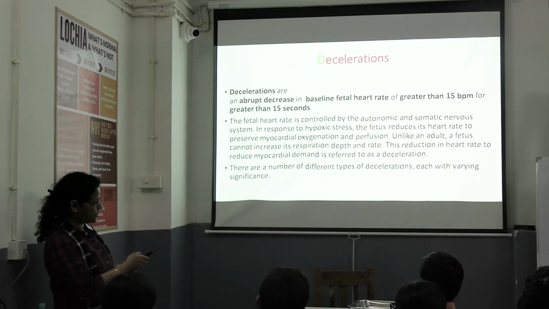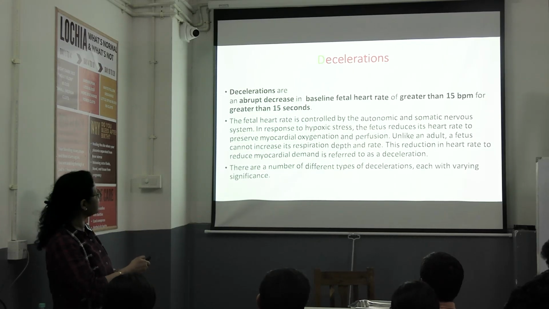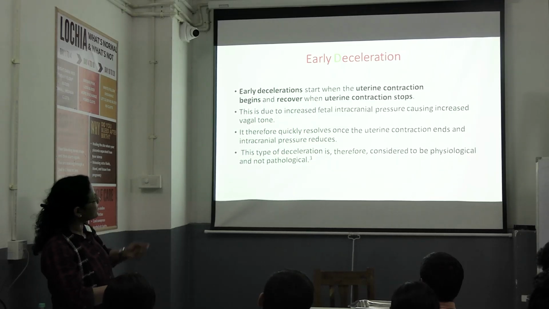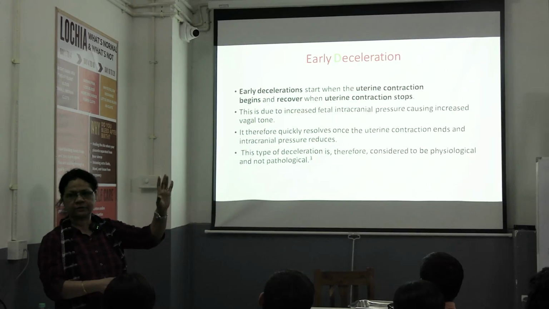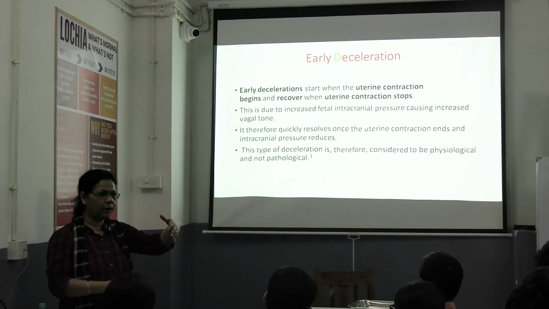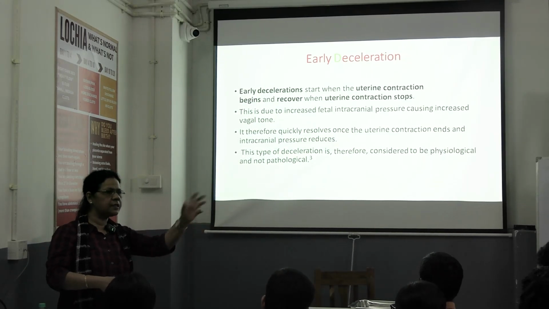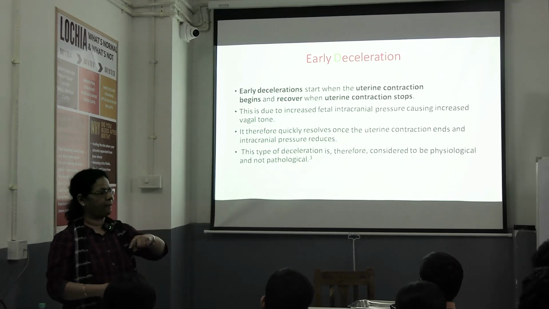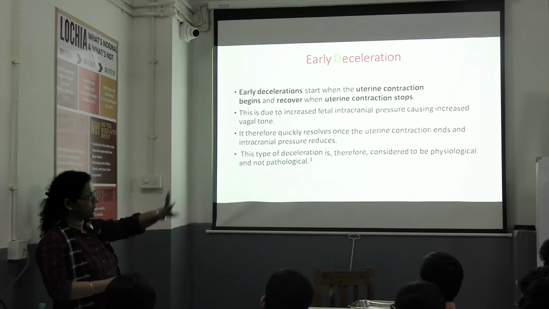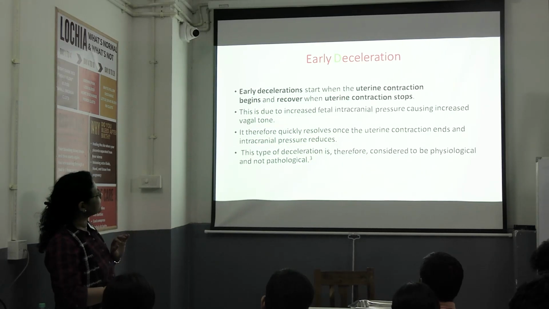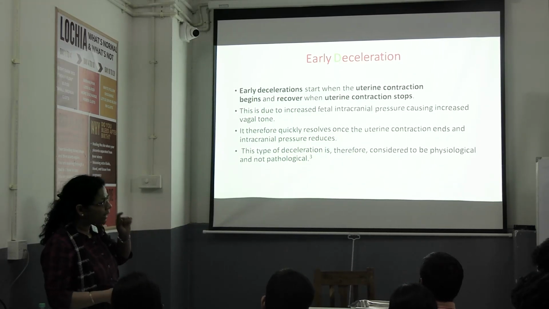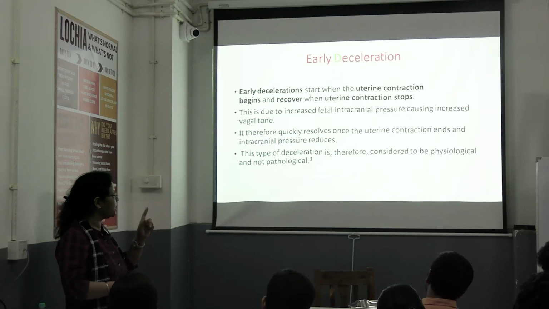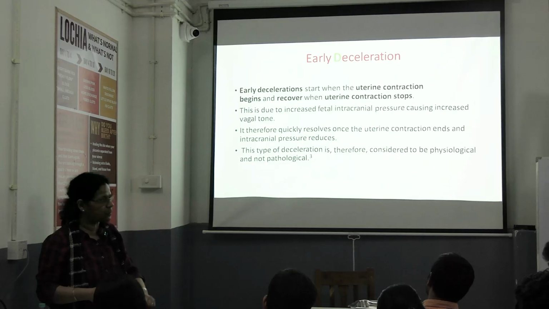There are a number of different types of decelerations, each with varying significance. And this is the early deceleration that starts with the contraction, begins and recovers when the uterine contraction stops. This is good. The patient is going into labor, there will be contractions. Without contractions, labor will not happen. But with the contraction, the heart rate will dip and again come back. This is a good, healthy fetus. This is due to increased fetal intracranial pressure causing increased vagal tone. The vagus is stimulated. It is a parasympathetic stimulation. So the heart rate drops.